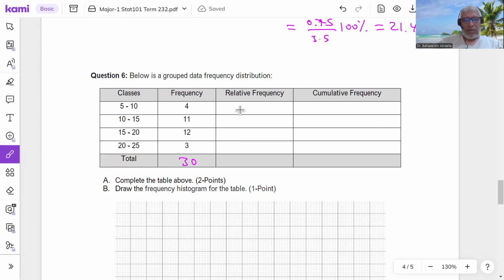4 over 30, this is 0.13. 11 over 30, that's 0.37. 12 over 30 is 0.4. 3 over 30 is 0.1. Cumulative frequency, you add the frequencies. You start by 4, and then you add the 11, and then you add the 12, and then you add the 3. He may ask for cumulative relative frequencies. So you start by 0.13 and add.